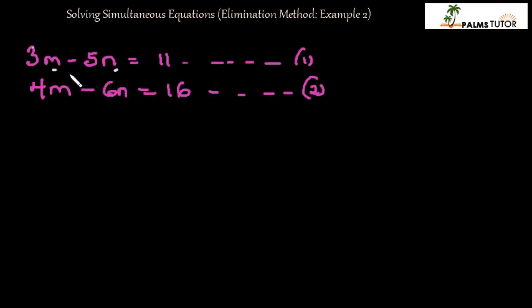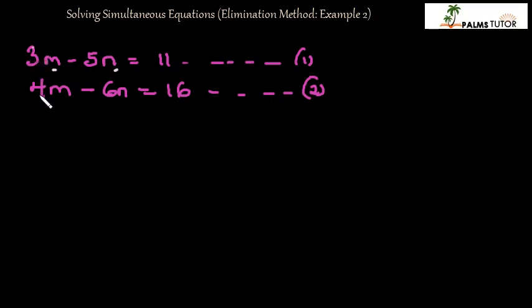But for us to be able to eliminate one of these unknowns by addition or subtraction, we can bring the coefficients to be the same by multiplication. So, how do you decide what to multiply the equations with? You choose the unknown that you want to eliminate. In this case, I want to eliminate m.